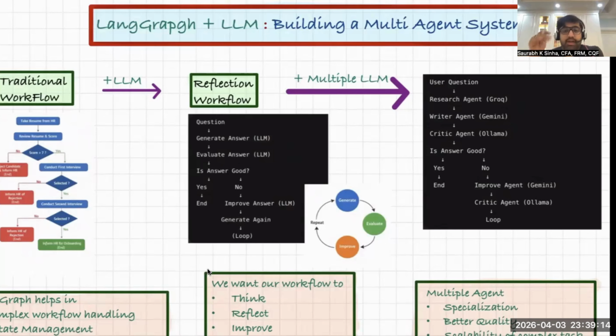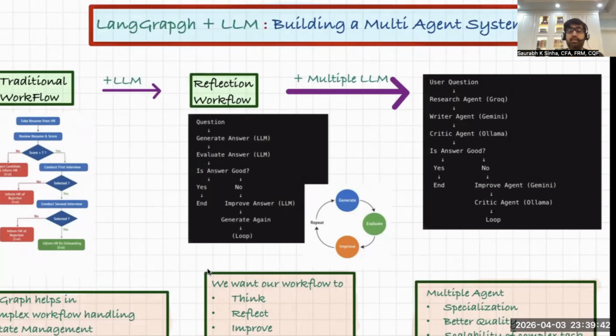Now we introduce the multi-agent system. In a multi-agent system, the research agent will perform research work. The writer agent will perform writing. The critique agent will perform evaluation. And the improvement agent will refine. Each agent is powered by a different LLM. What?